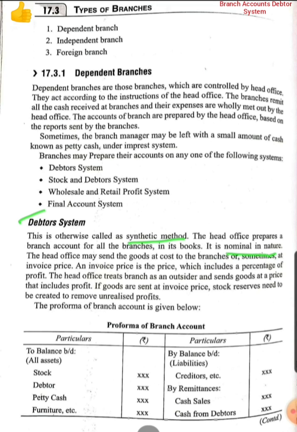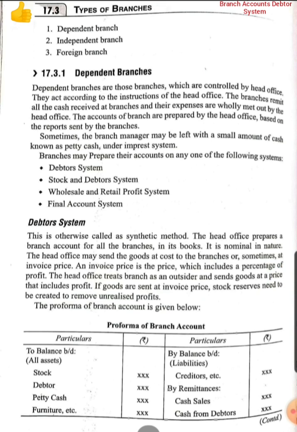It is a normal account. You need to remember the invoice price. What is invoice price? It is a price that includes a percentage of profit. So profit is added. Generally the goods are sent at cost price, and sometimes at invoice price also. If the goods are sent at invoice price, you need to remember that a stock reserve is to be created to remove the unrealized profits.